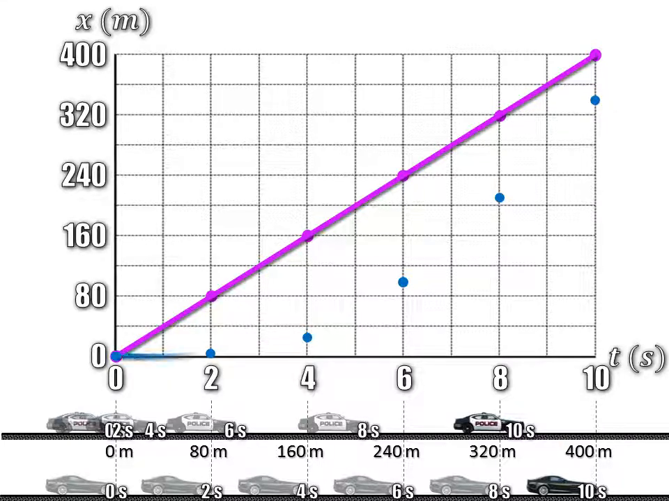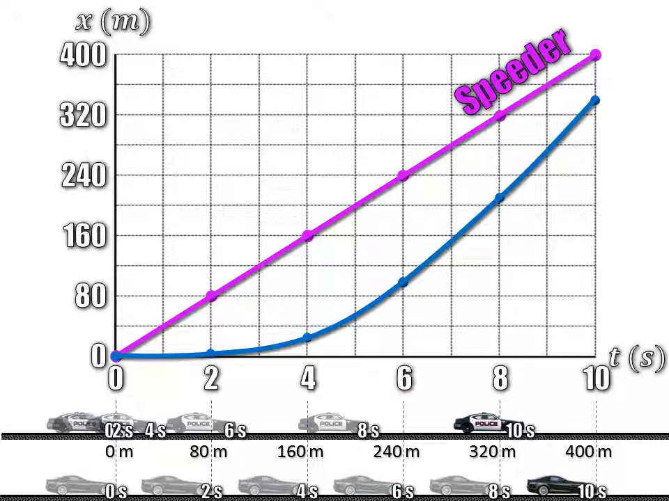And what do you notice about the shape? It's not straight. In fact, it's curving. We'll talk a little bit more about what it means when it's curving here. So please remember that this purple line, that's the speeder. The blue line is the police car. Just take a moment to look at the shapes of these two graphs. Notice how they're different. In fact, you should also notice how the police car is gaining on the speeder.